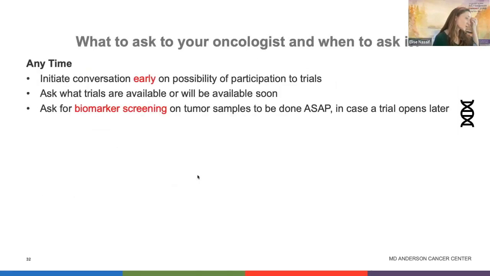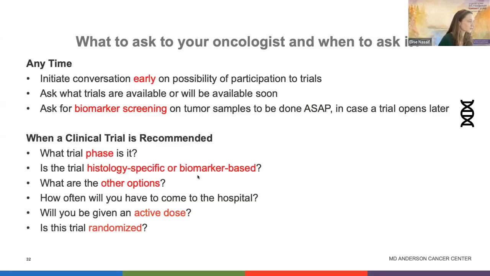Now, what you should ask when your clinical oncologist is talking about clinical trials. First of all, at any time you can initiate the conversation on the possibility of participating in a clinical trial. What are the clinical trials that are available? And I do think that in the metastatic and relapsed setting, you should ask for biomarker screening through genomic testing as early as possible, because even if we don't identify at that time a biomarker for which there is a clinical trial, this is a moving landscape and there might be a clinical trial for that target in 6 months from now. And just having the genomic testing already done will be helpful for inclusion in those clinical trials.